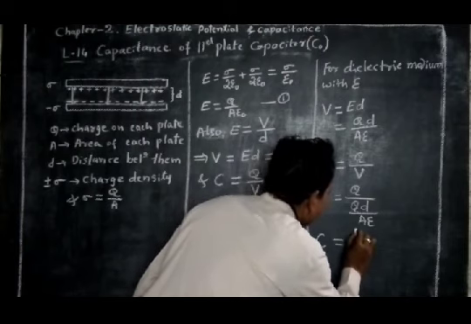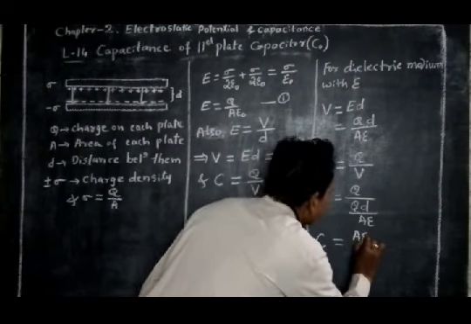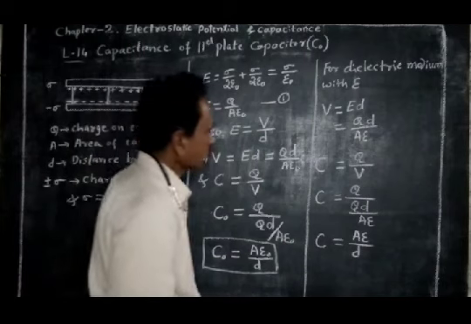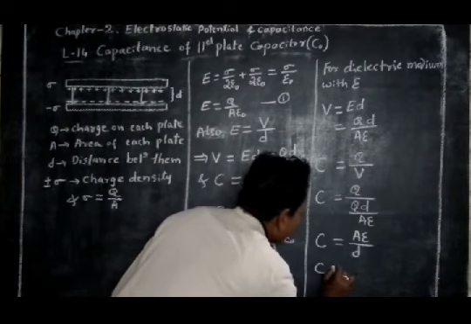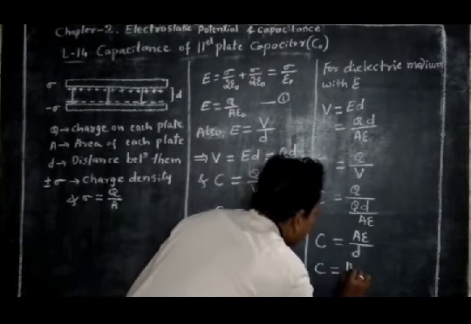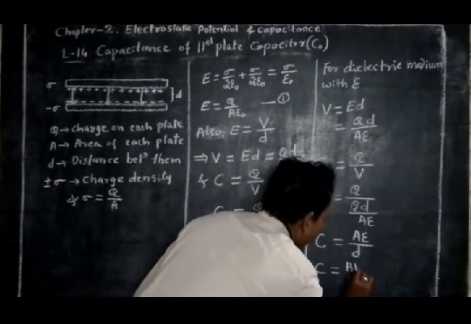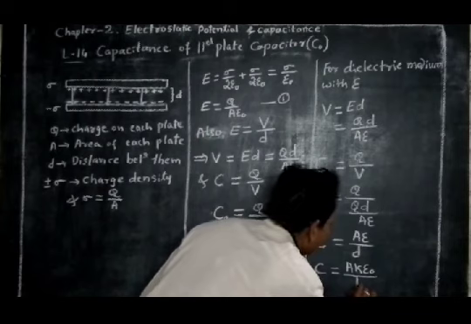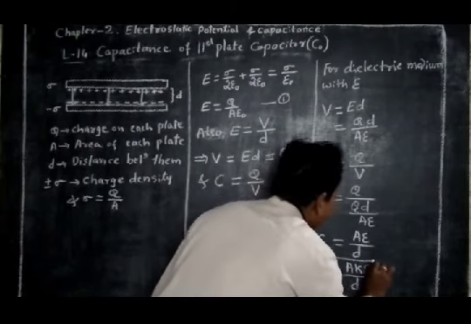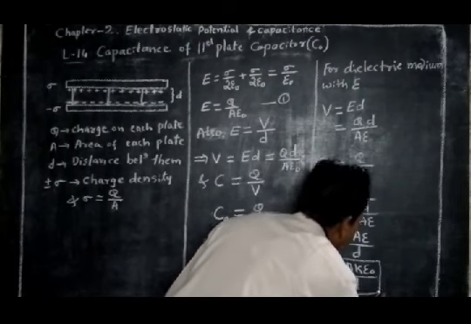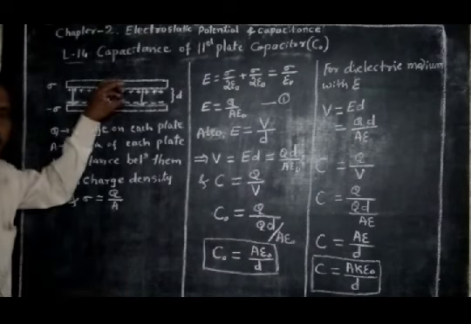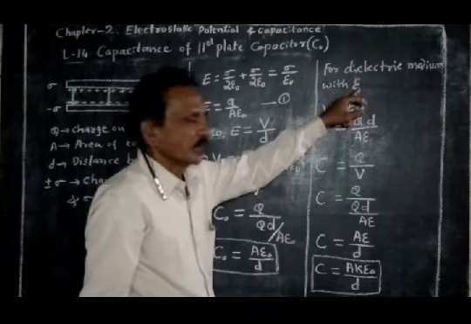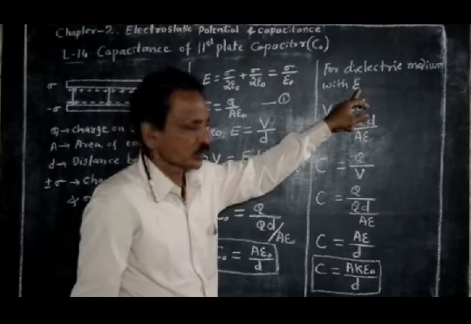C equal to A epsilon upon D, or C equal to A K epsilon naught upon D. This is the expression for the capacitance of a parallel plate capacitor if the space between the plates is filled with a dielectric medium of permittivity epsilon and dielectric constant K.